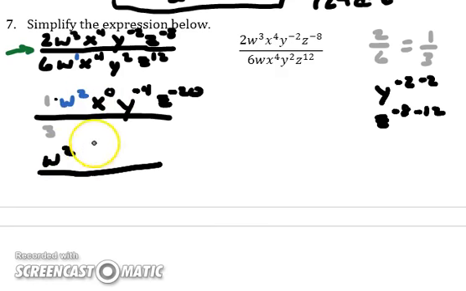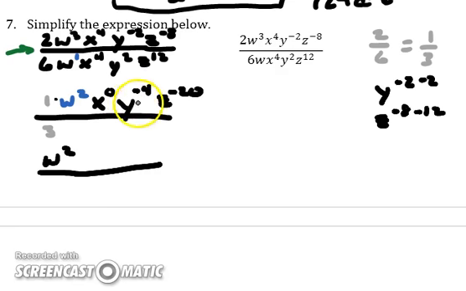X to the 0 power, that's 1, as long as x is not 0. If x were 0, we'd have division by 0 already, so we don't need to worry about that. So here we have 1. If I multiply by 1, it doesn't do anything. I can omit that. And then I have y to the negative 4th power.